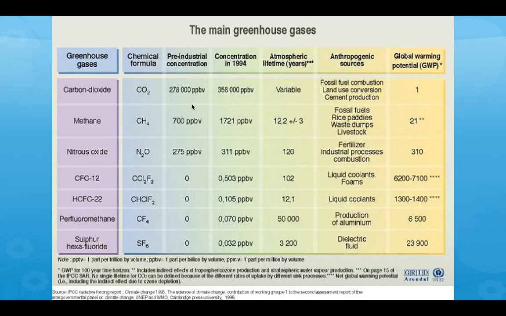Okay, so that is it for lesson 1. We learned about greenhouse gases.